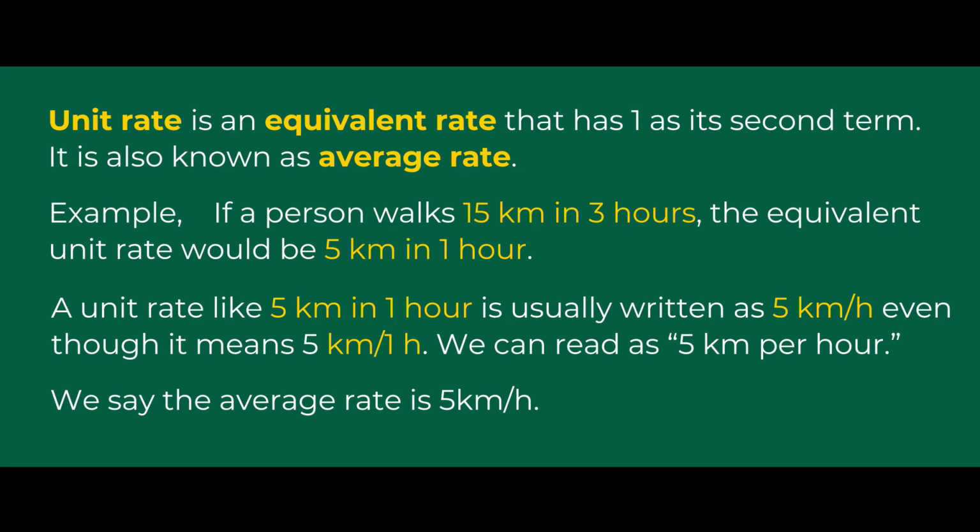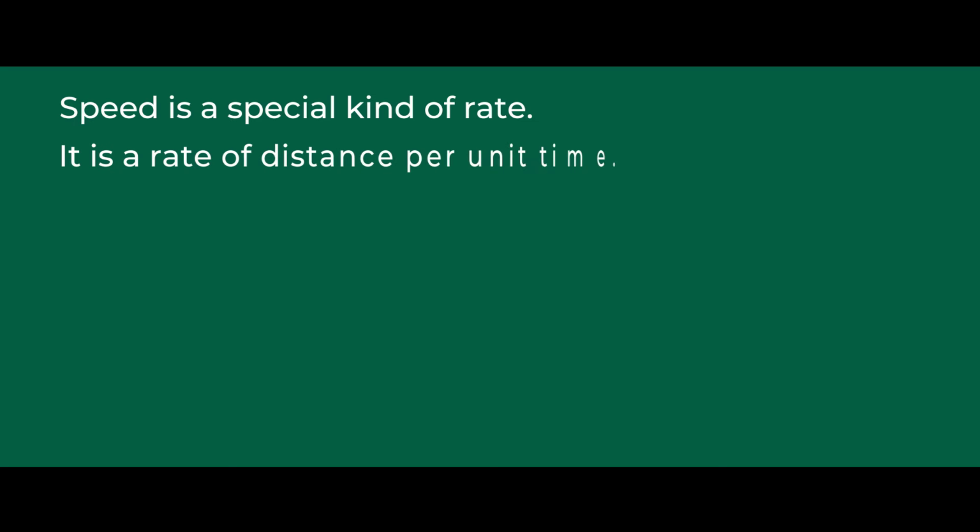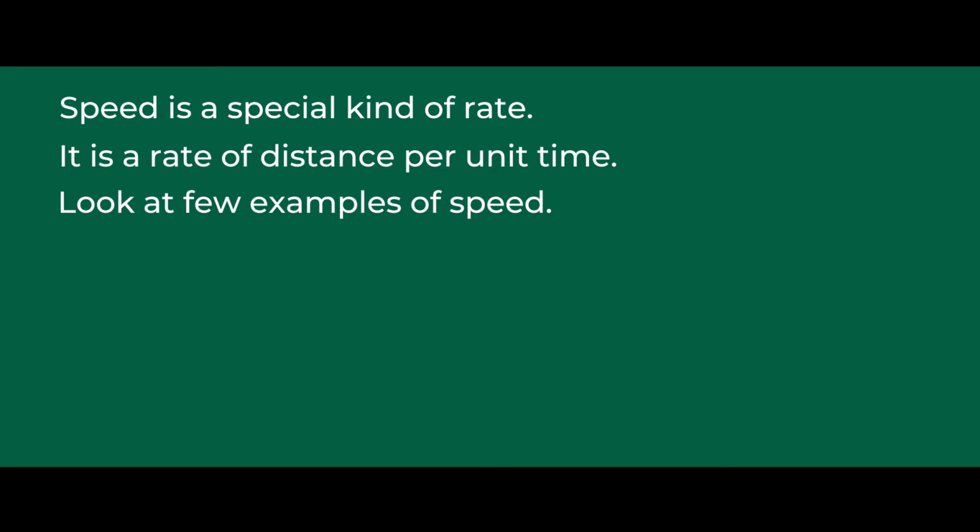Again, we are still with the rate here. We have a special kind of rate, that is speed. Okay, speed is a special kind of rate. It is distance per unit time. I have few examples of speed here. First example, 5 kilometers per hour. Second example, 4 meters per second. And the third example, 45 meters per minute. So here it talks all about distance and the time.